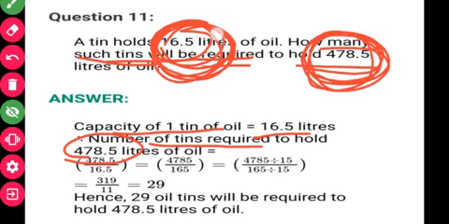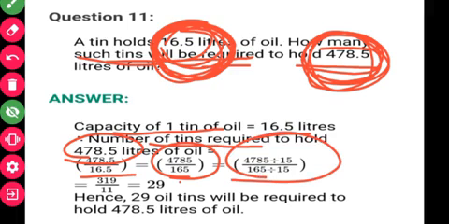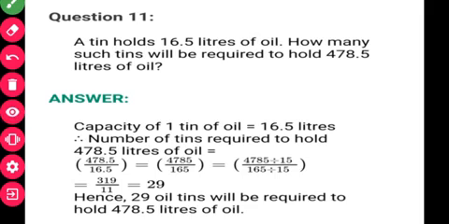Therefore the number of tins required to hold 478.5 liter is equal to 478.5 upon 16.5. Now multiply by 10. So this will be 4785 upon 165. Now simplify this, you can get 29. So therefore 29 oil tins will be required to hold this much oil. Okay, now come to the next question.